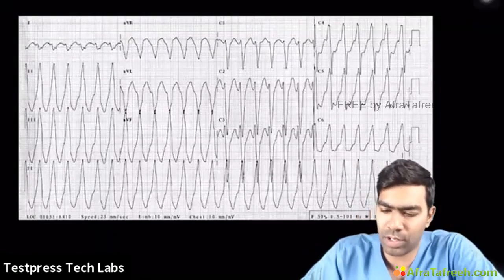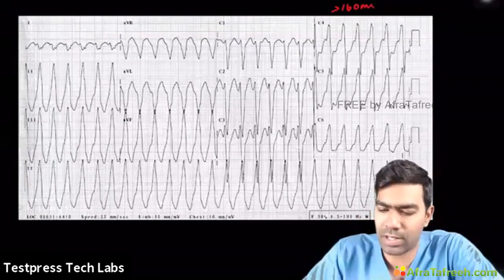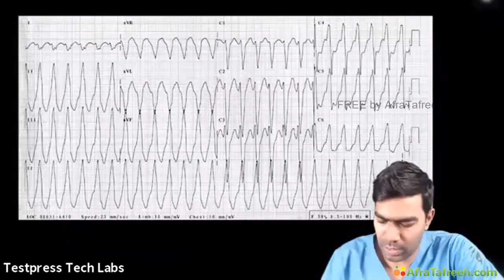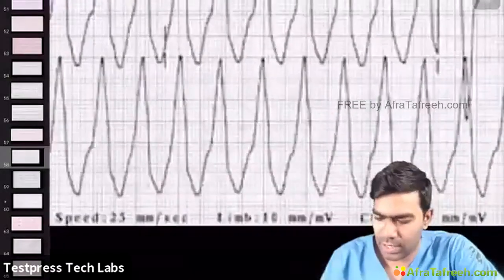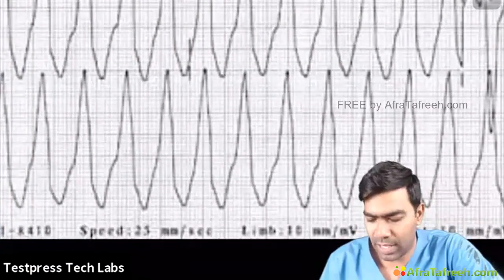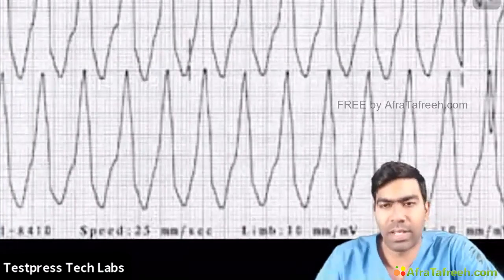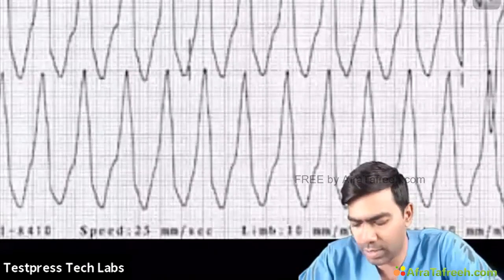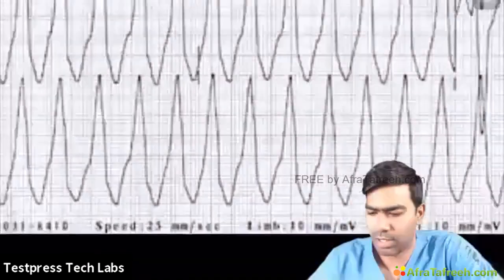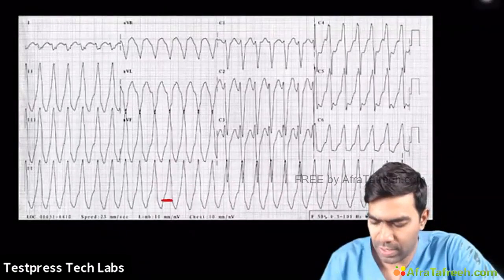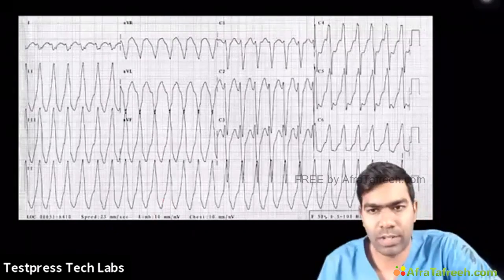So I told you whenever the complex is more than 160 milliseconds, that is a strong sign of a ventricular tachycardia. So if you see in certain complexes, if you take the width, I think the width of the QRS at the base is actually more than 5-6 small boxes. I don't think it will be less than 5-6 small boxes. Suppose if you really want to see here, so definitely this width will be more than 5 to 6 small boxes.